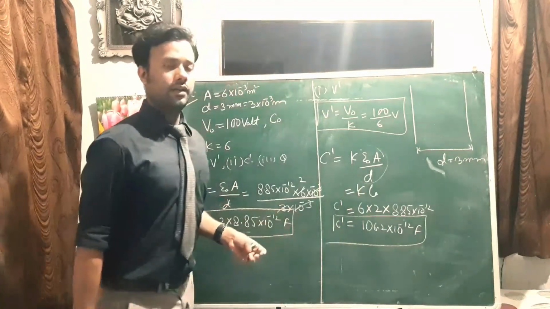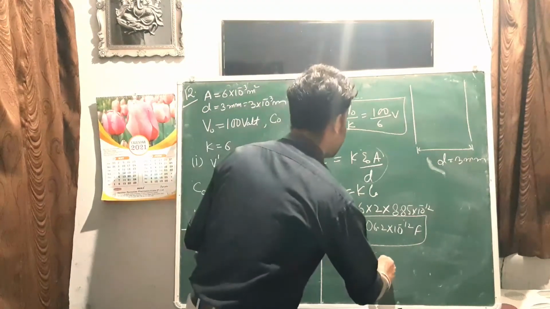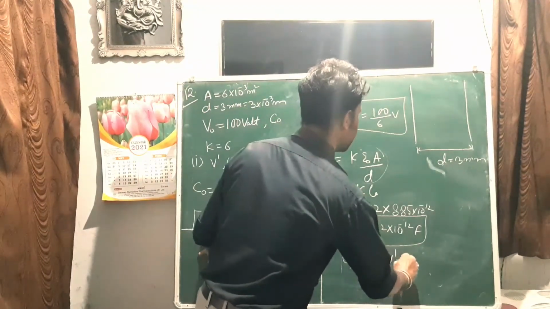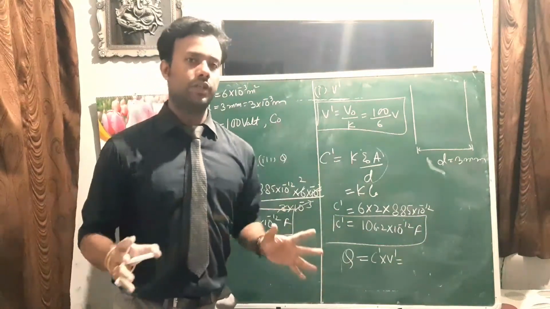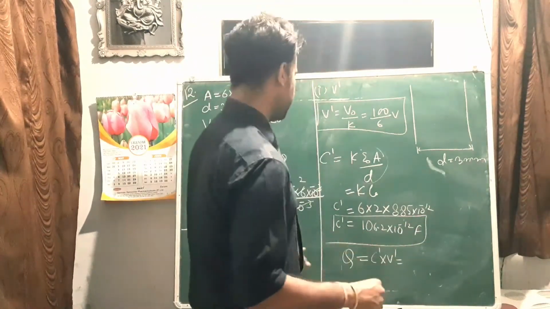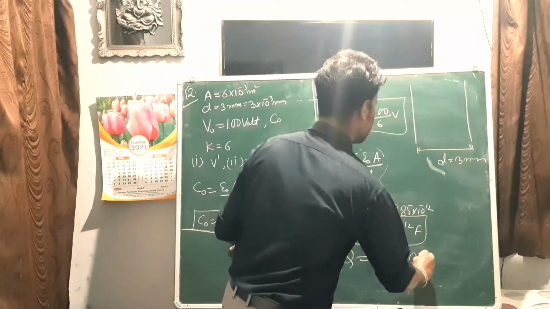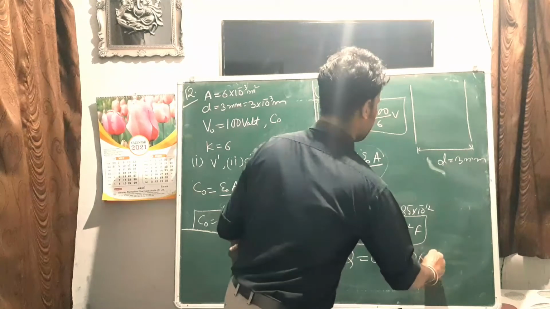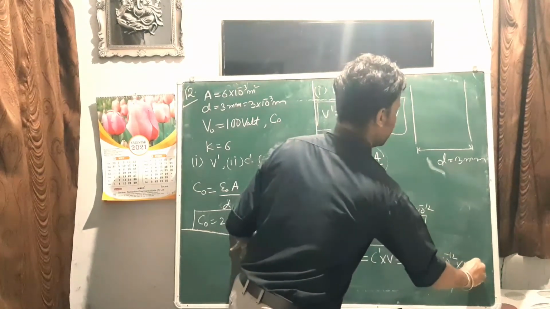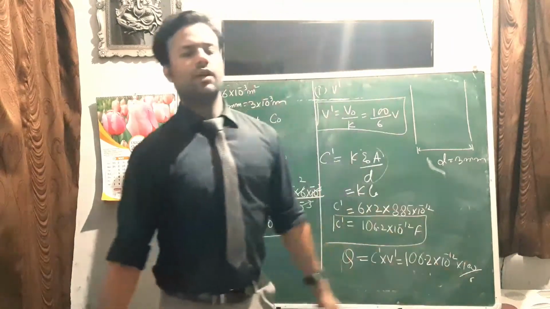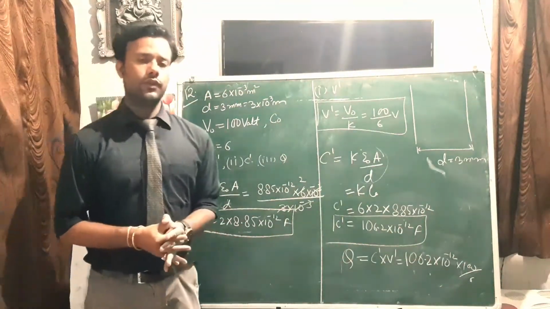Now we can find the value of charge Q, C dash into V dash, and that will also be equal to C into V because charge will not change. So it will be C dash, which is 106.2 into 10 to the power minus 12 into 100 by 6. So you can calculate what will be the answer. So that's how we can solve this numerical.